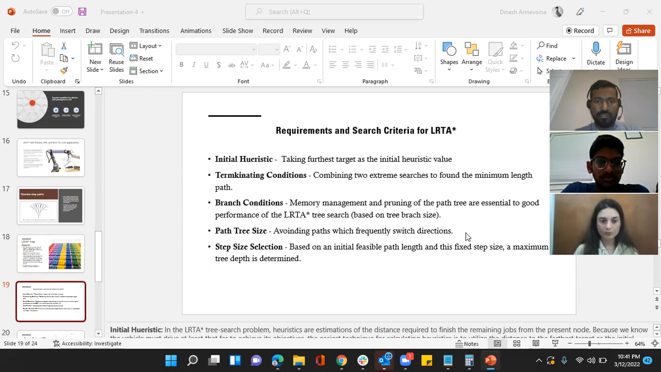And the other one is step size selection. Based on our initial feasible path and length, it will take a fixed size to maximize the speed and the tree depth to determine the optimal path.